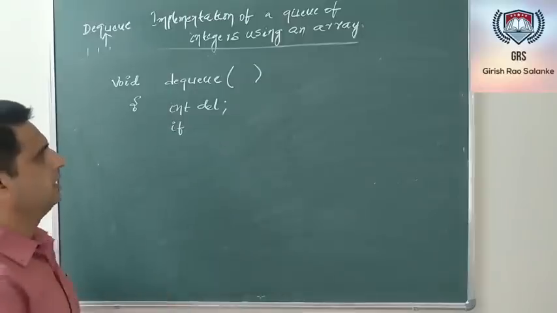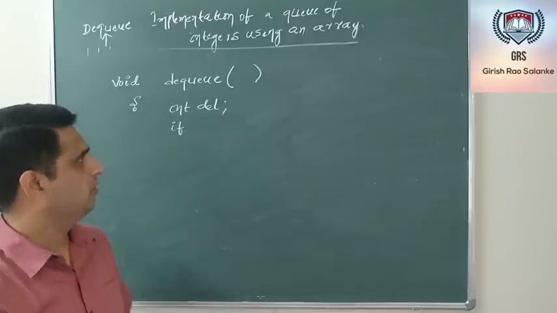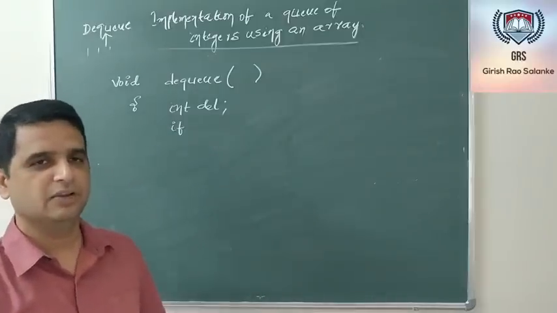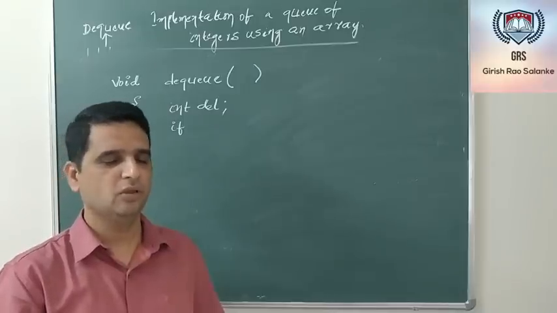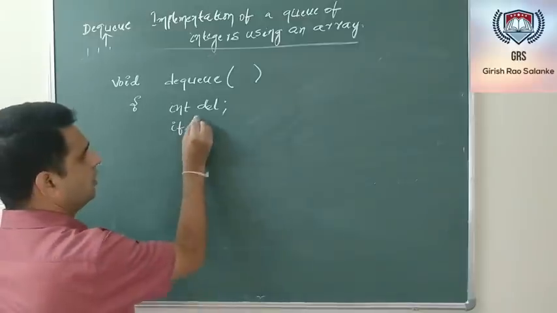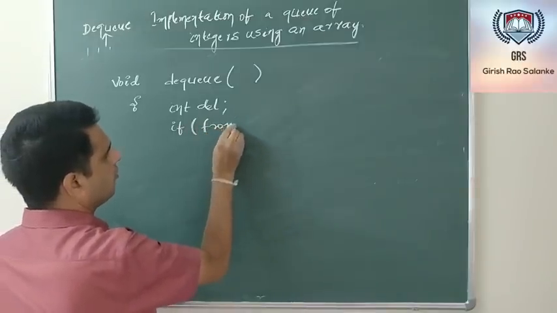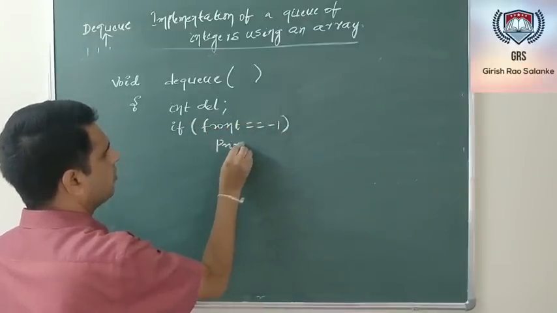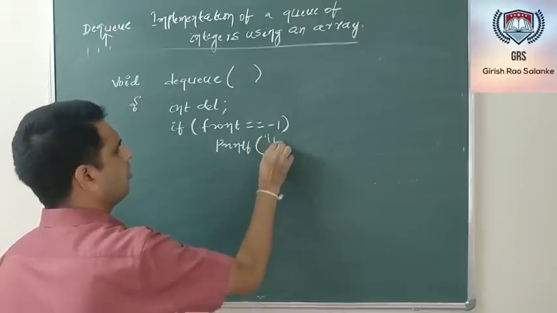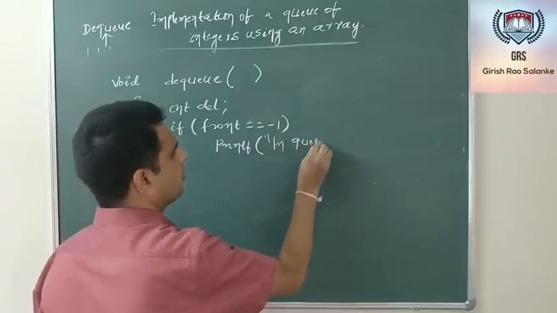We know that whenever we are performing a deletion operation, we need to check whether Q is having some elements or not. If there are no elements in Q, then there is no meaning in performing deletion operation. So we'll check if front is having a value of -1, printf Q is empty.